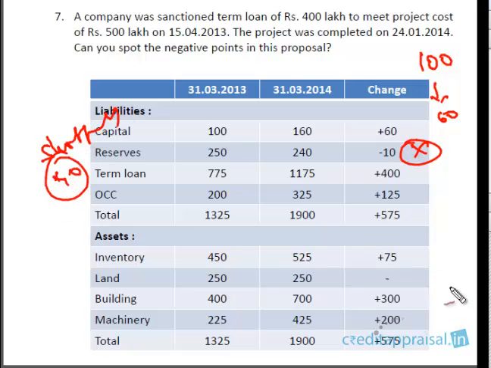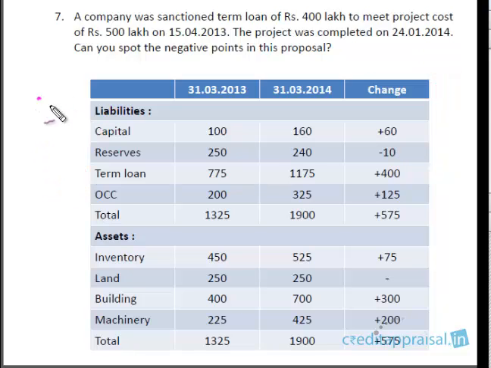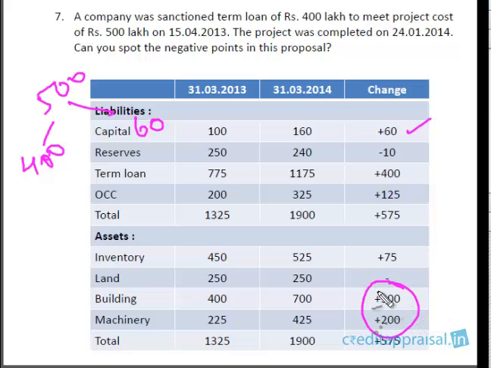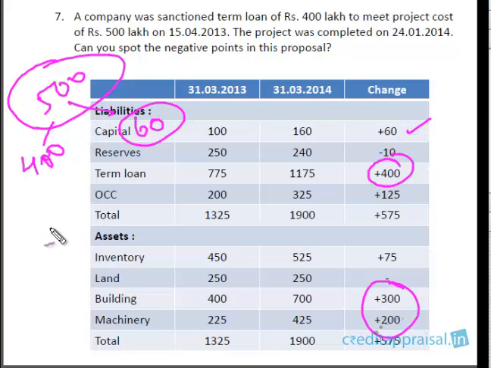But then how was the project completed? You see here, the project cost was 500 lakhs. 400 lakhs bank has given. The promoters have actually brought in only 60. You see here, the project, the new building and additional machinery, totaling 500 lakhs was built. Of this, bank has financed 400 lakhs. Fine. But the promoters brought in only 60. So who financed that balance 40?